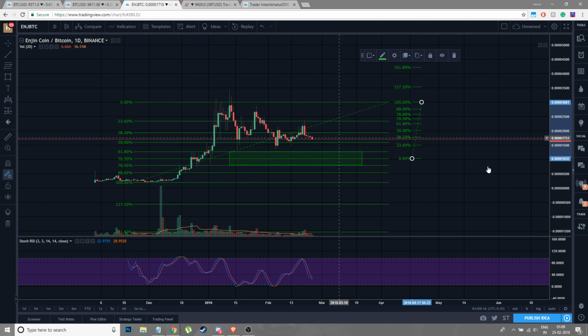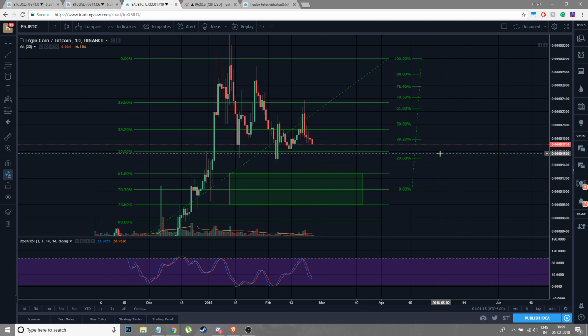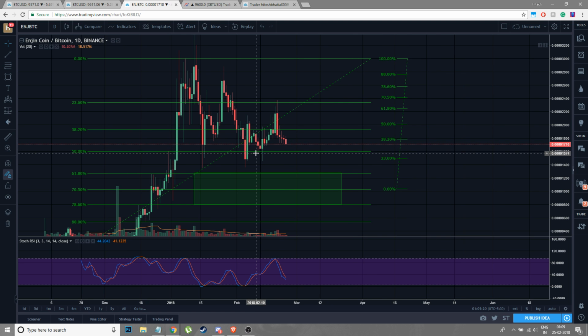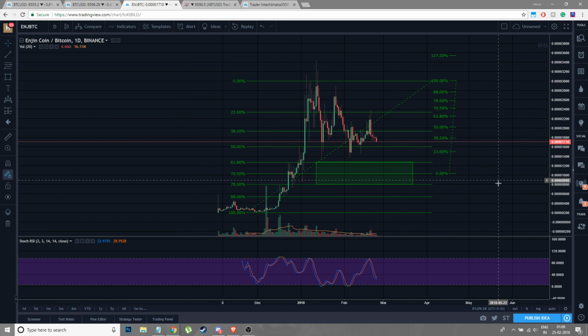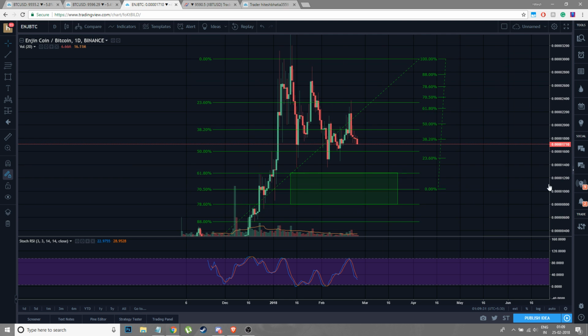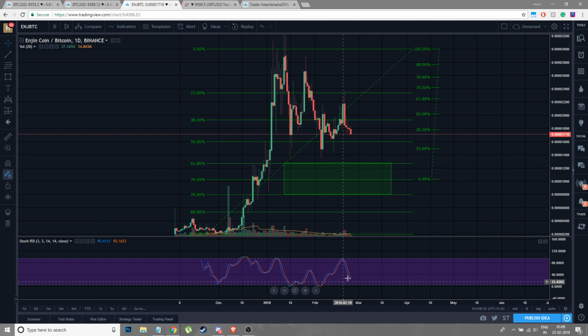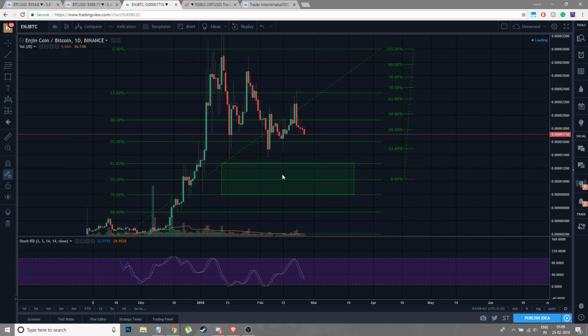Now there's a possibility that the 50% retracement acts as a support, given that there is a bit of an upward trend at the moment on the daily chart. I wouldn't count on it as of right now, right? Because first of all, the stock RSI hasn't even gone oversold on the daily chart. So that will be an early sign that you should start buying, and that will probably be at this level, right? So that's what you should expect from Engine on the daily chart.